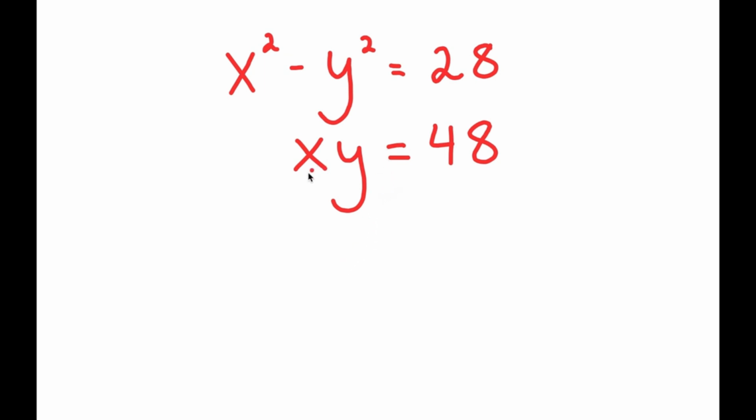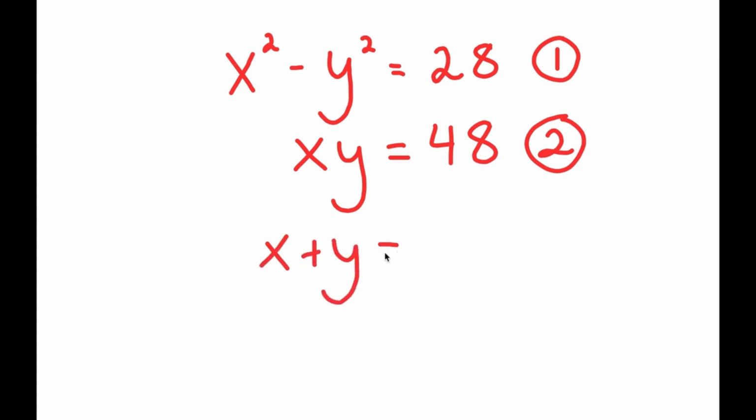Alright, so in this system of equations, I have x squared minus y squared is equal to 28, and x times y equals 48. So I'm given two equations. Let's just say that this is equation 1 and this is equation 2. So what I want to do is find the value of x plus y. So what is the value of x plus y? And finding this is fairly simple when we find the value of x and the value of y.